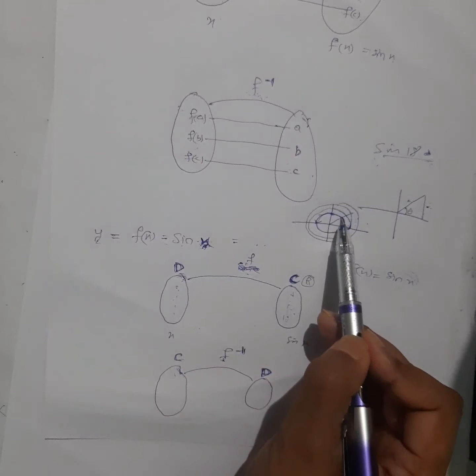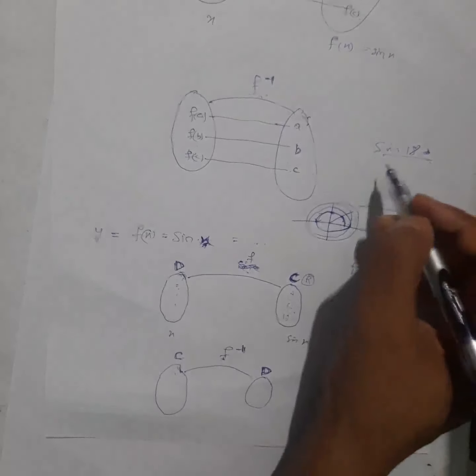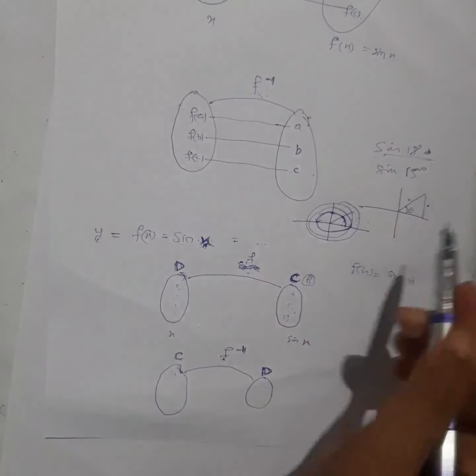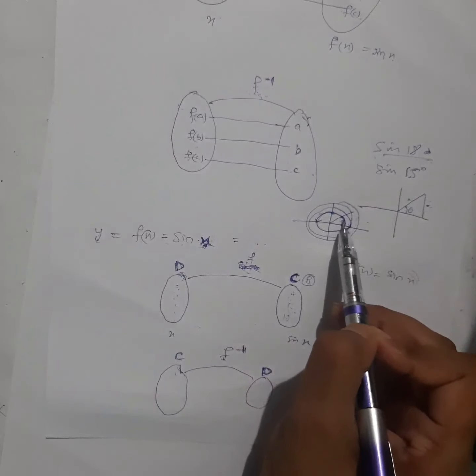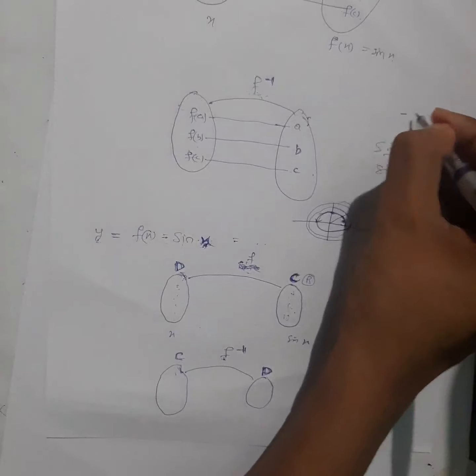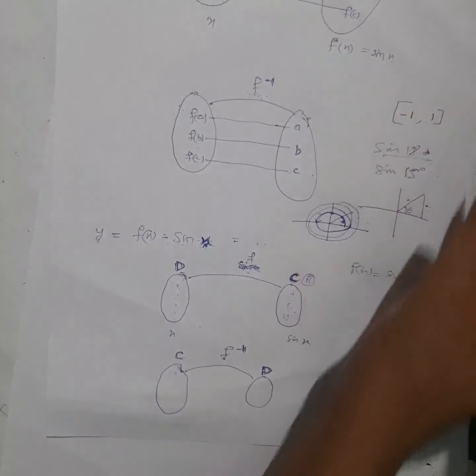Now not only 30, you can take less than 30 also. Sine 15, how much will it be? You know how to find sine 15 also. We have already done this in class 11, right? So sine 15 also will have some real value here. And that real value, if you try to find it, will be between -1 and 1.